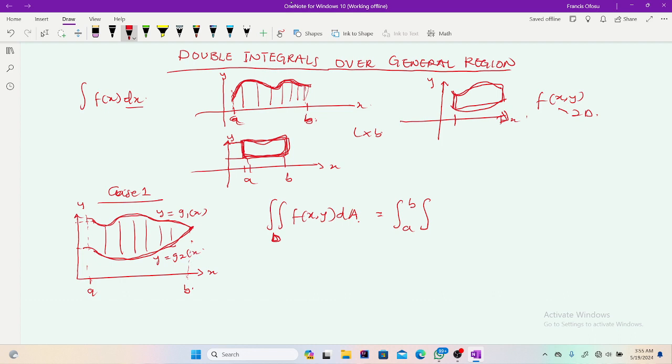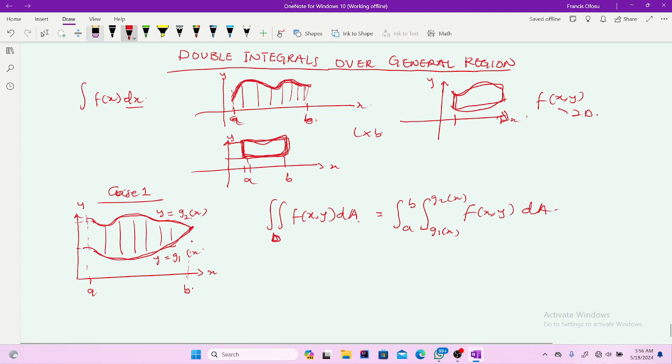Let me do it this way. I don't know their magnitude, so let me write it according to this: when you move higher up the y-axis, it increases. So it's assumed that the lower one should be g1 of x and the upper one should be g2 of x. So to write the limits for the y side, it should be g1 of x to g2 of x. Then your function of x, y will come, then dA, that is all.